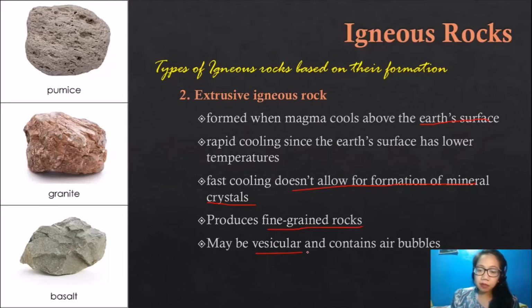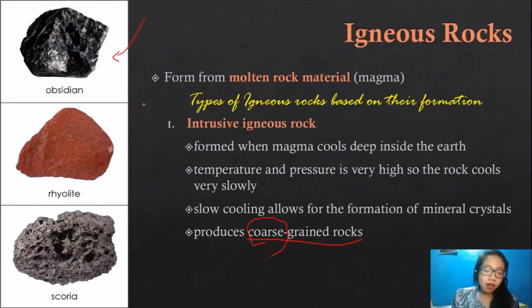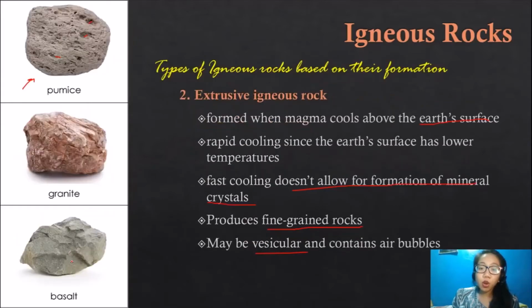Okay, they can maybe be vesicular. So vesicular is a term which geologists use to describe rocks with air pockets in them. So for example, this pumice here on the top left, you can see that there are holes in the rock itself. So that means it's vesicular. It contains air bubbles. The scoria here also contains gas bubbles. So it's also vesicular.